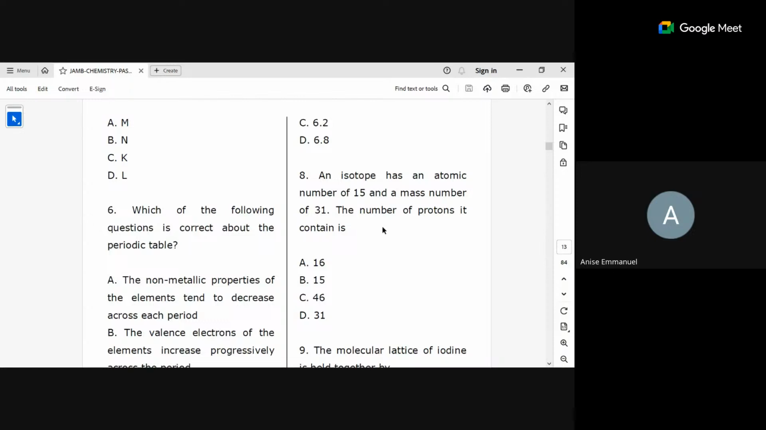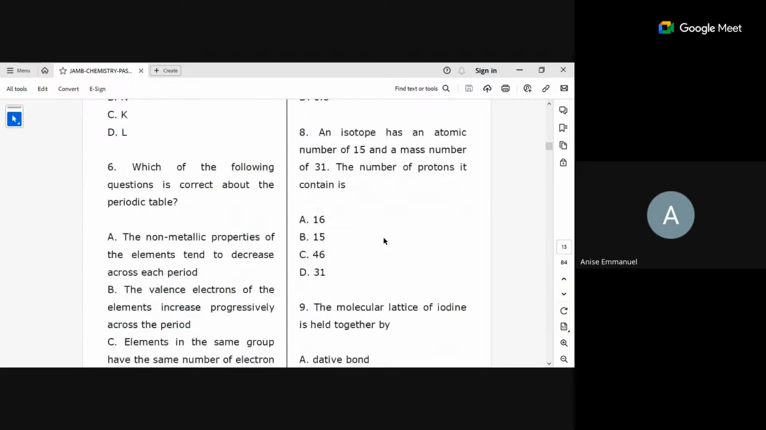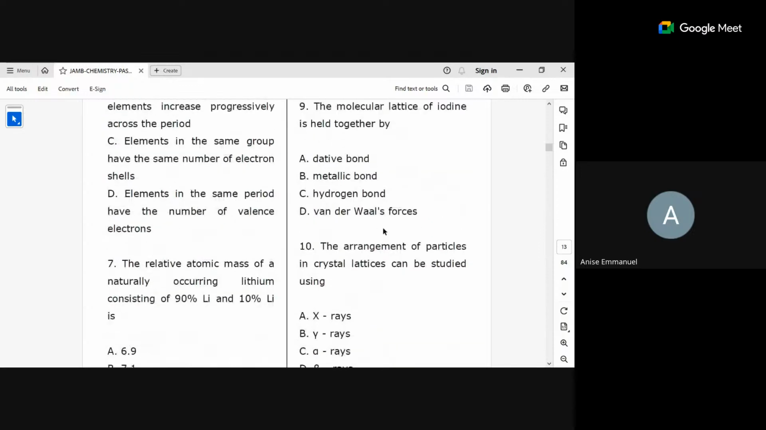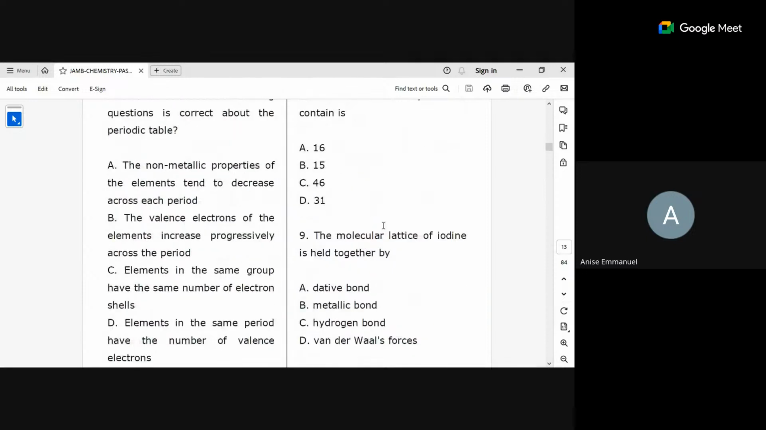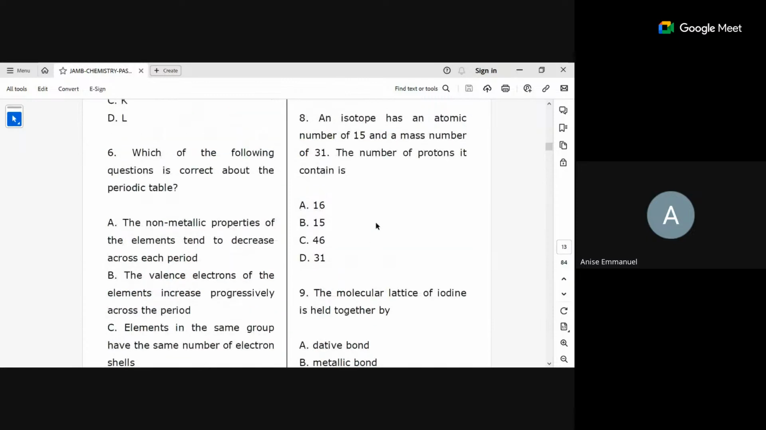Look at isotopes here, and I'm still referring to isotope in number 7. Most of the questions they normally bring here is, let's say chlorine has 35 and the other one has 37, or something like that. Okay, 75, 25. That's the mass number. They will now ask you to calculate the molar mass or the relative molecular mass. Now, in number 8, an isotope has an atomic number of 15 and a mass number of 31.